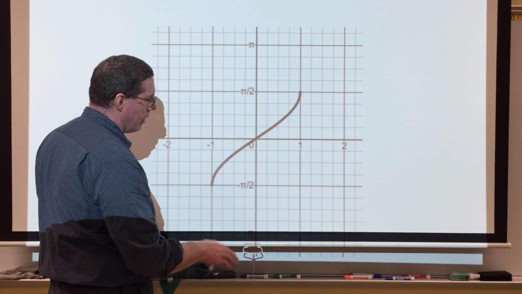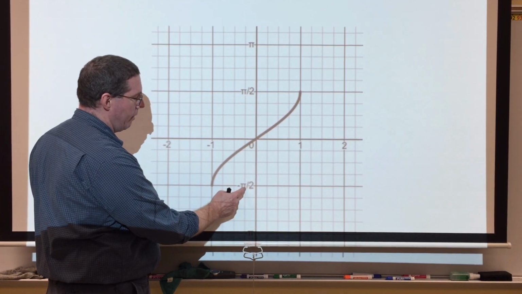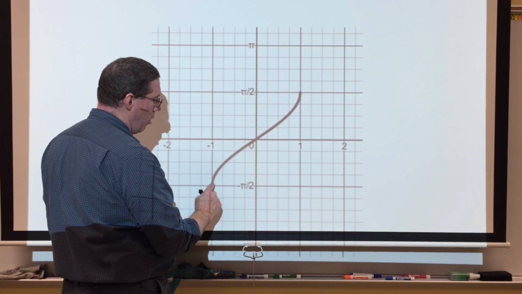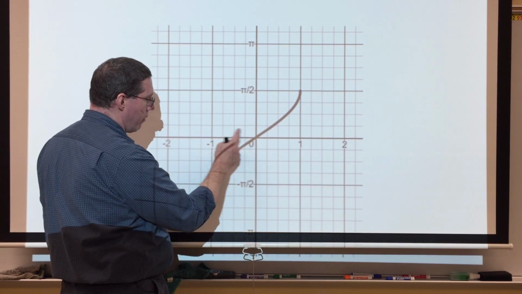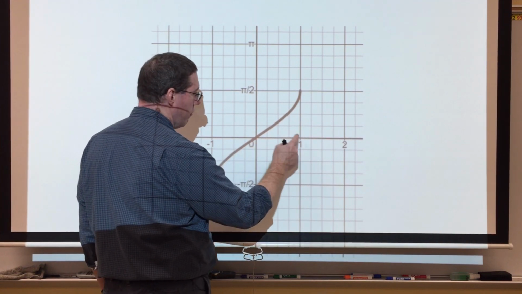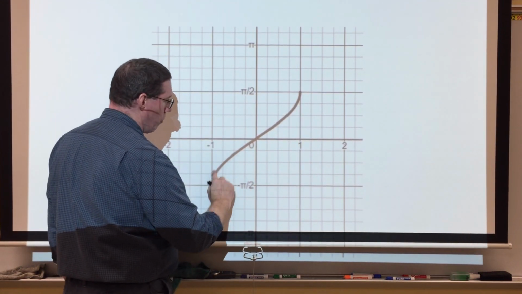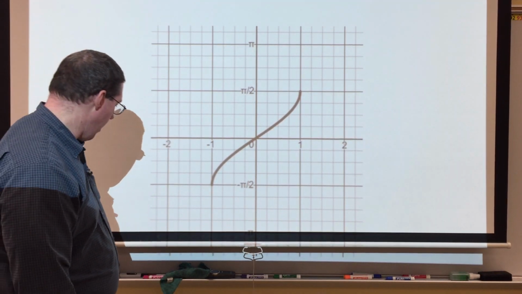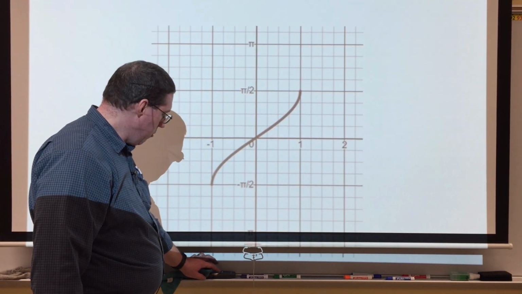And we know that all of the answers to sine inverse have to fall between negative pi over 2 and pi over 2. And also we have to recall that sine inverse of negative 1 is negative pi over 2, and sine inverse of 1 is pi over 2. And that's why this curve is the shape of sine inverse of x. And now let's do this one.